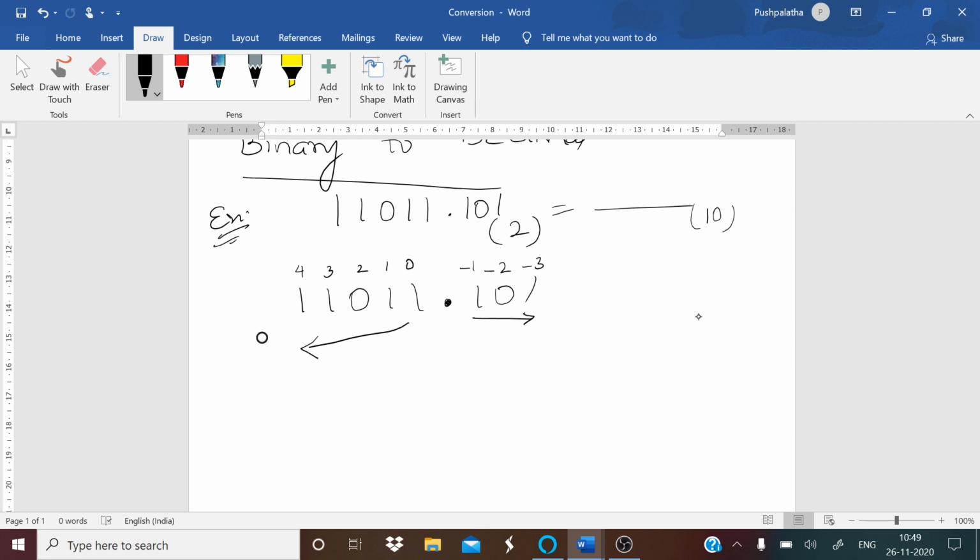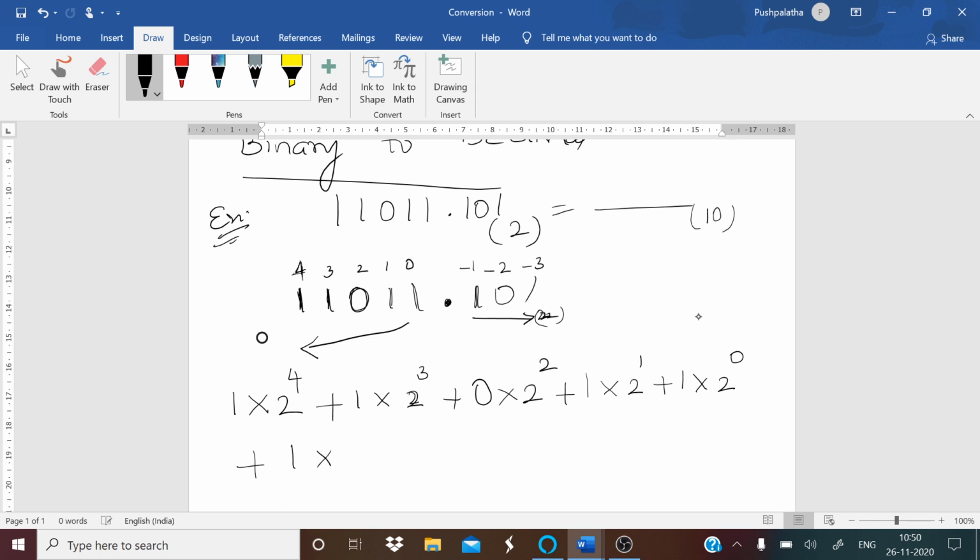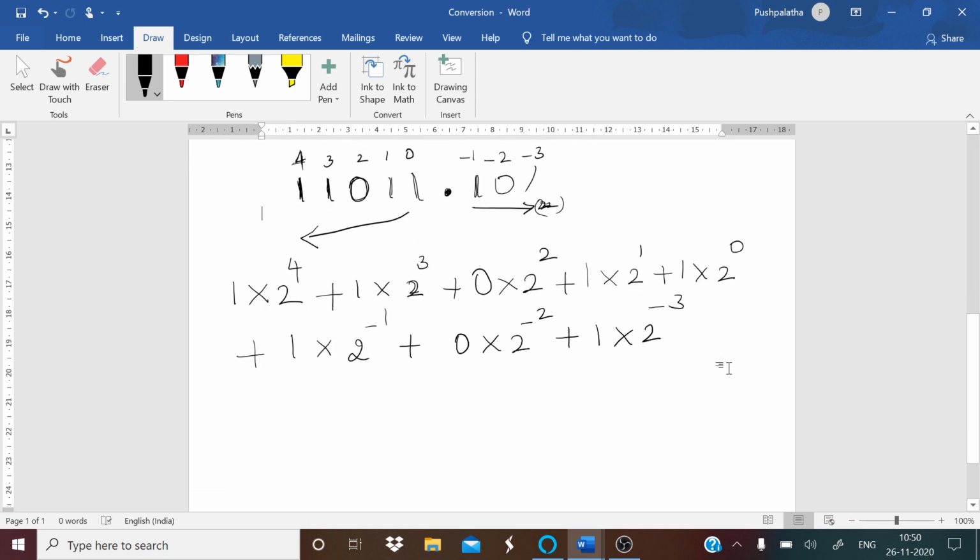So now, what are you going to do? Take this number, which is to the base of 2. Take the first number, that is 1 into 2 to the power of 4, plus 1 into 2 to the power of 3, plus 0 into 2 to the power of 2, plus 1 into 2 to the power of 1, plus 1 into 2 to the power of 0, plus 1 into 2 to the power of minus 1, plus 0 into 2 to the power of minus 2, plus 1 into 2 to the power of minus 3. This is your one step.